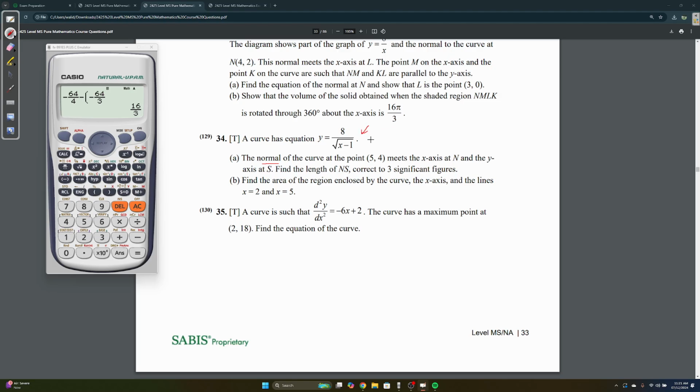So how do we find the normal? It's very easy. We just need to differentiate and find the equation of the normal. Find the slope, plug it in.